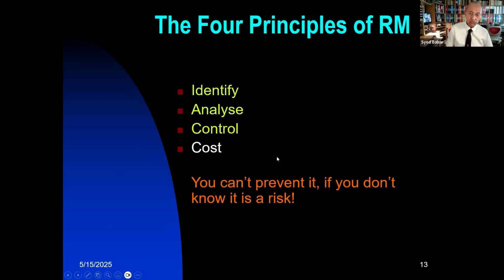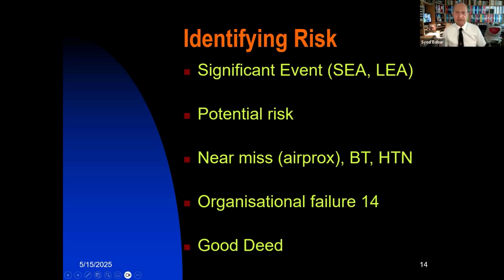Remember that if you don't know what an event is, or if you don't know if an event is an adverse event and it's a risk, how would you be able to prevent it? So identifying risks means that you would categorize risks either as significant event analysis or learning event analysis.